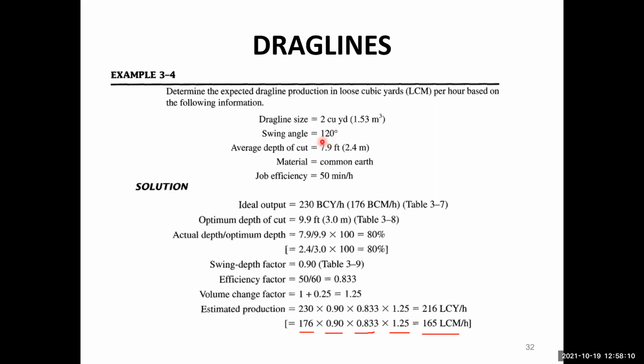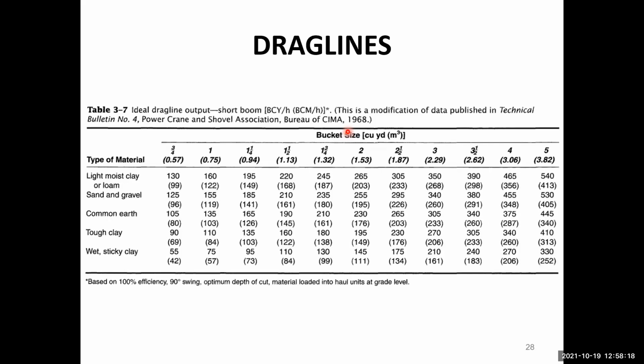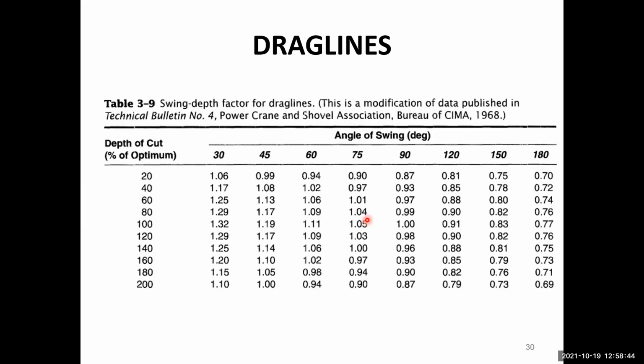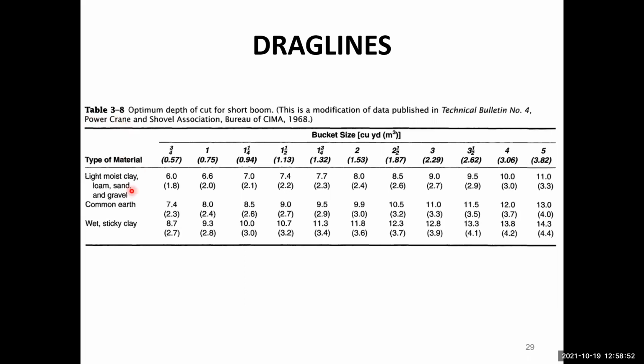We need to find the swing depth factor. The swing angle is 120 degree, and the average depth of the cut is 2.4 meters. So we will look at the table. First we will find the optimum depth. For the bucket size of 1.53, from this table 3-8 we find the optimum depth of cut for the common earth, which is 3 meter.